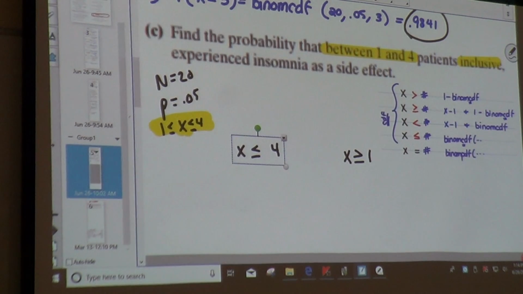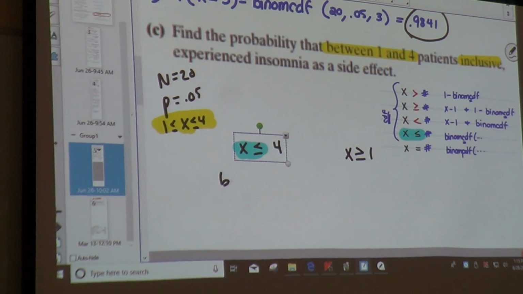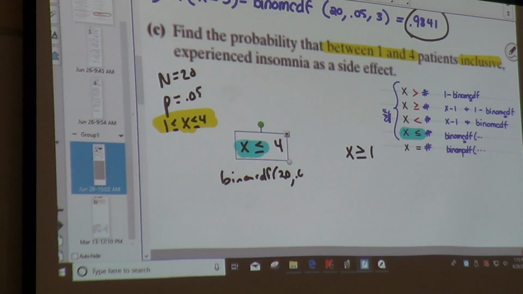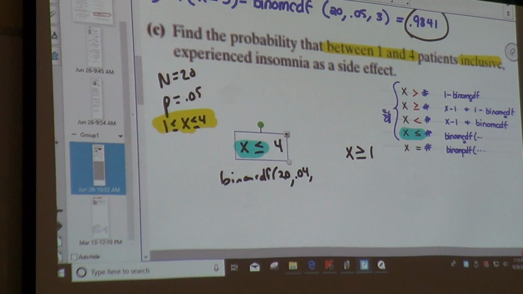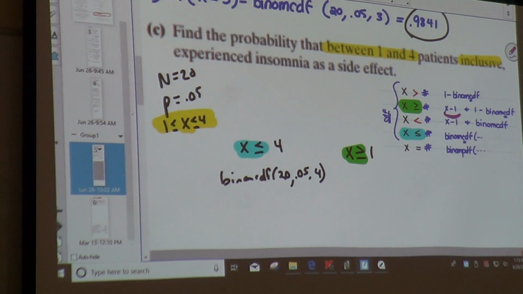So for the first one, I am going to use this rule. It's going to be a binomial CDF of N, P, and X. Then I go to the second one, and it is a greater than or equal to, which means I am going to take 1 away, so that's going to become a 0.